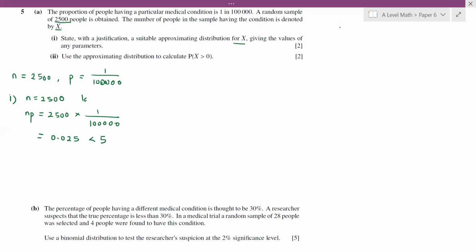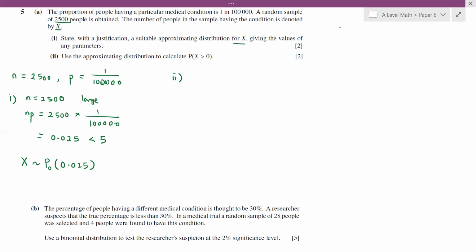So when N is large and NP is small, less than 5, then we say that X can be approximated by a Poisson distribution with lambda, or the mean, equal to NP, which is 0.025. That would give us the approximating distribution.